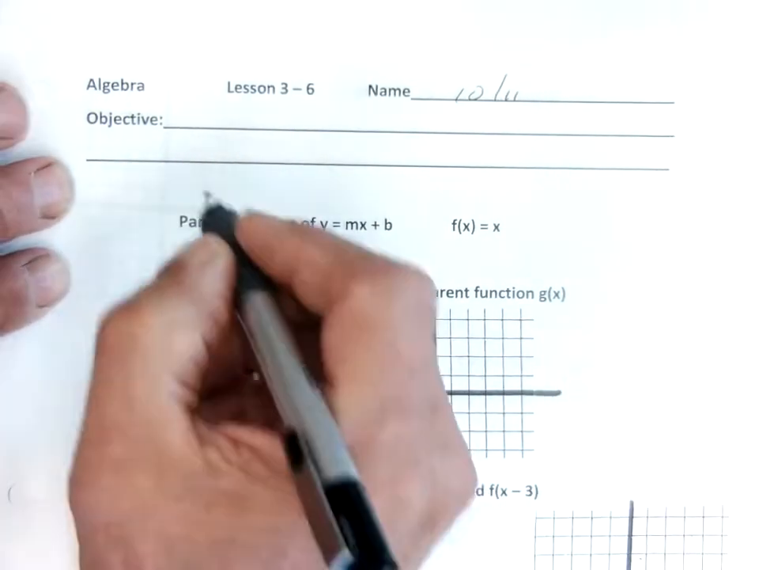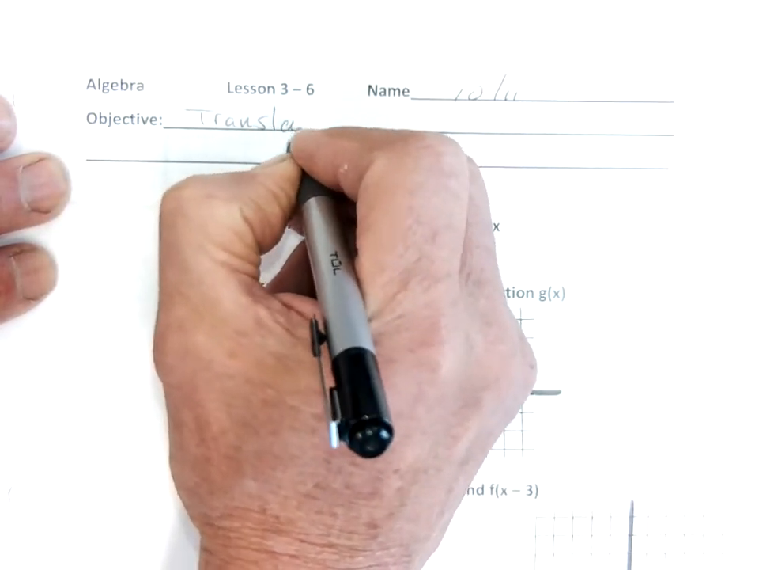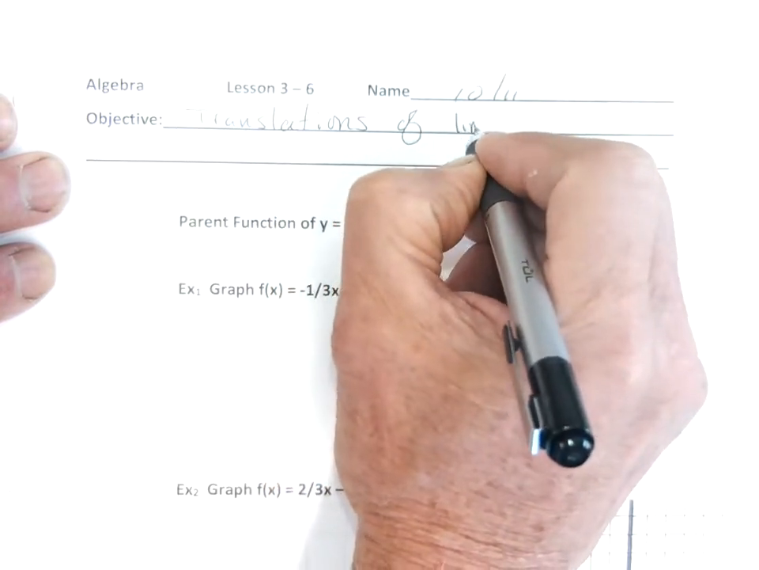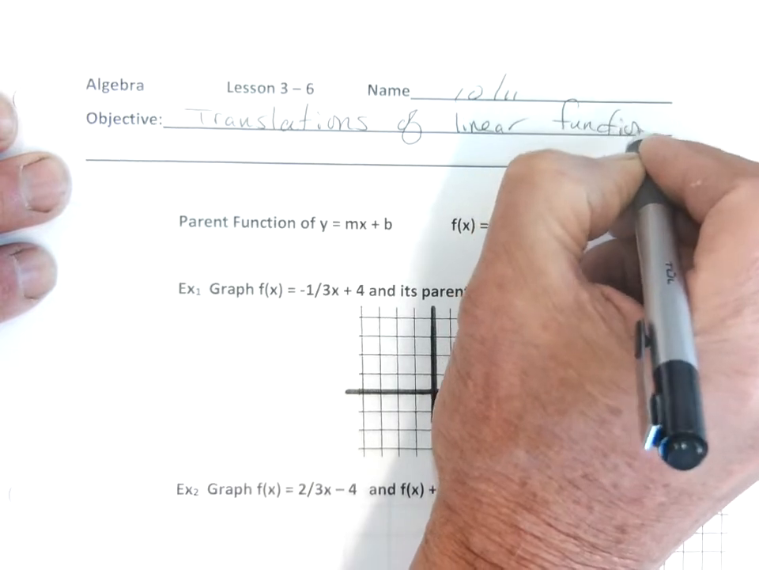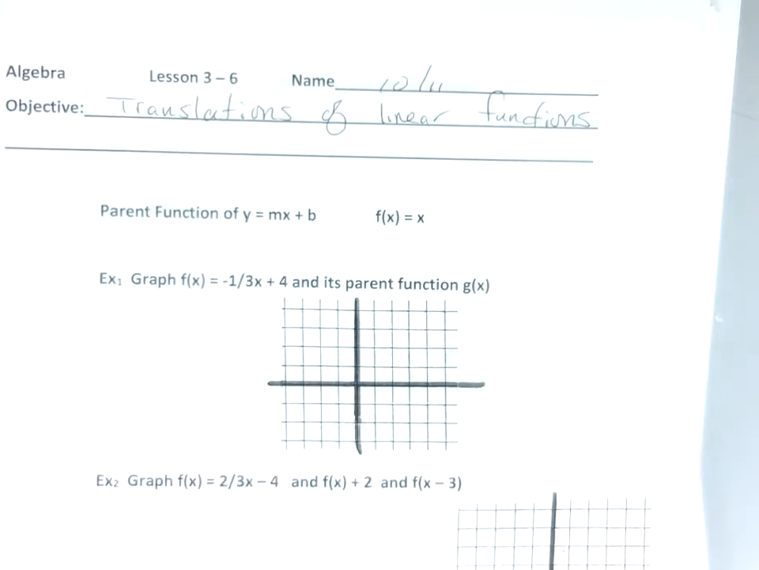Our objective today is called Translations of Linear Functions. Fancy word. Write that down, and I'm going to use English for you in a moment, okay? But that's what it's called in math. The math language is called Translations of Linear Functions.